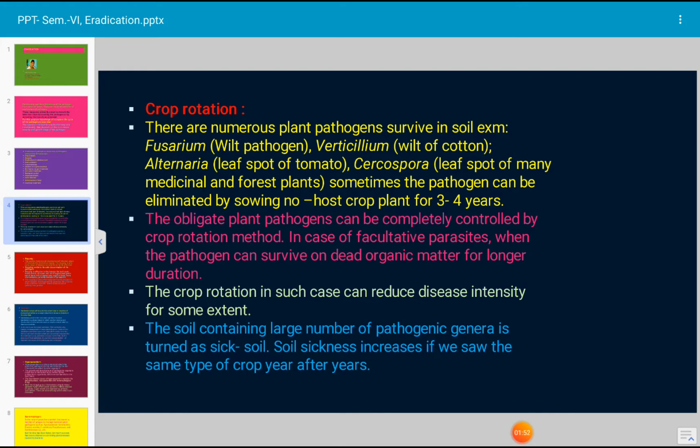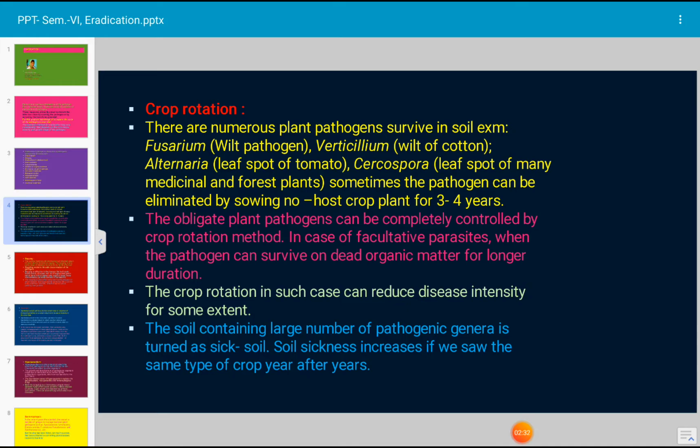There are numerous plant pathogens that survive in soil. For example, Fusarium, which occurs in soil, causes wilt disease of pigeon pea. Verticillium, one more pathogen that causes wilt disease of cotton, also occurs in soil. Leaf spot of tomato, which is caused by Alternaria, also occurs in soil on infected plant material. Cercospora, which causes leaf spot diseases of many medicinal plants and forest plants, also occurs on infected plant debris in soil.